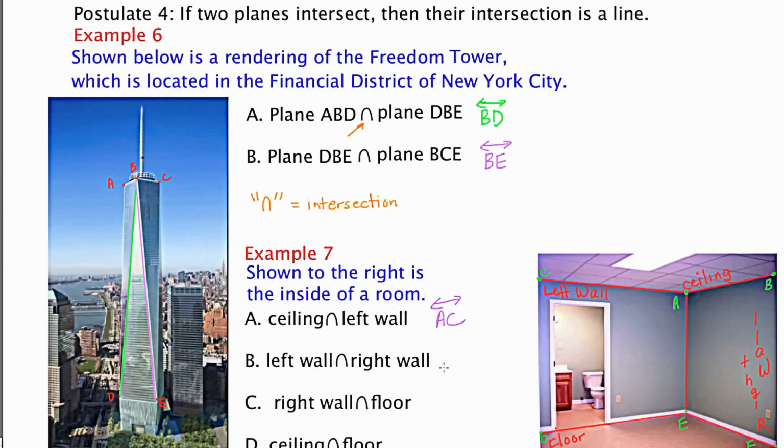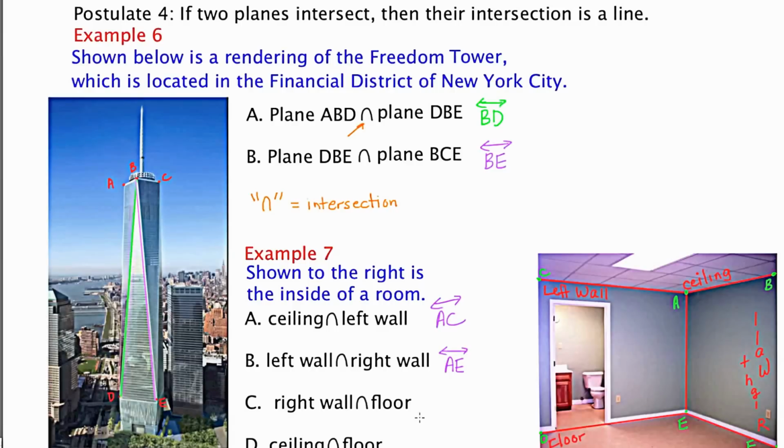Okay, letter B, the left wall and the right wall. So focus on the left wall, focus on the right wall, and see where they meet. See if you can write it down or even just think about it before I write it down. Oh, that arrow is way better than the one above it.